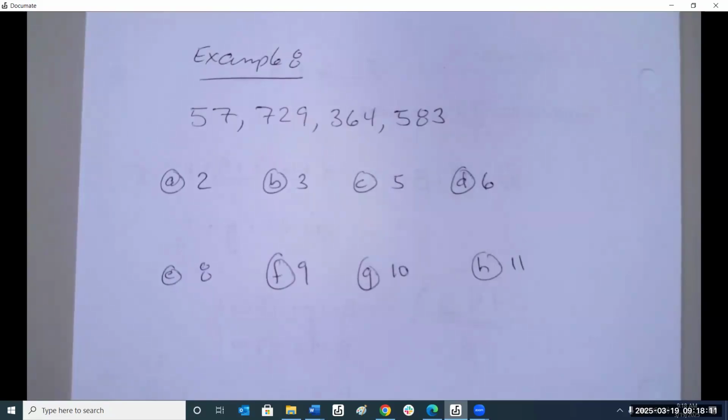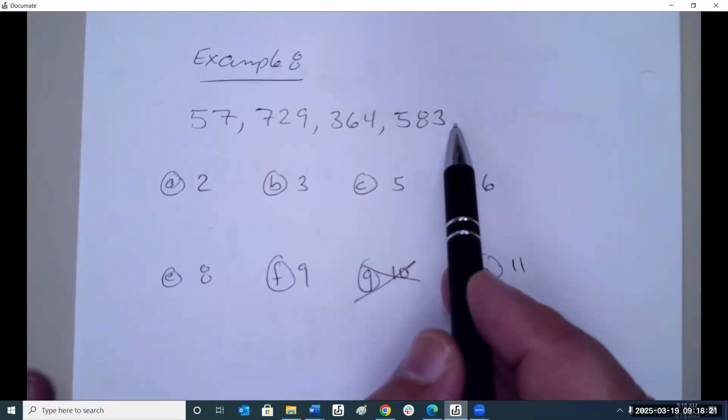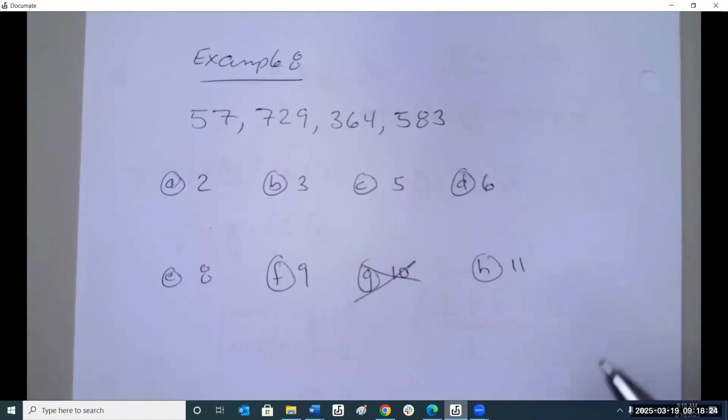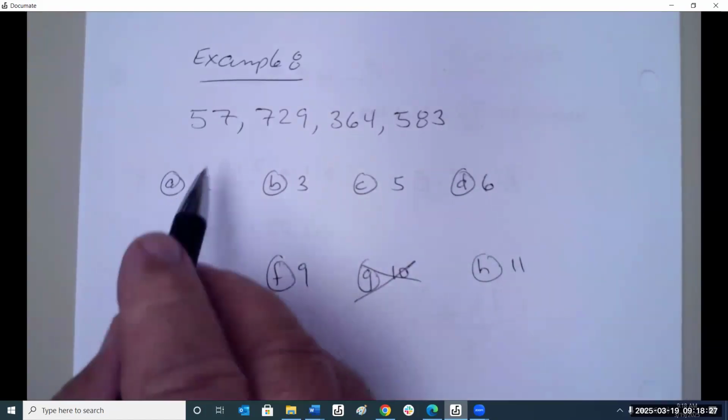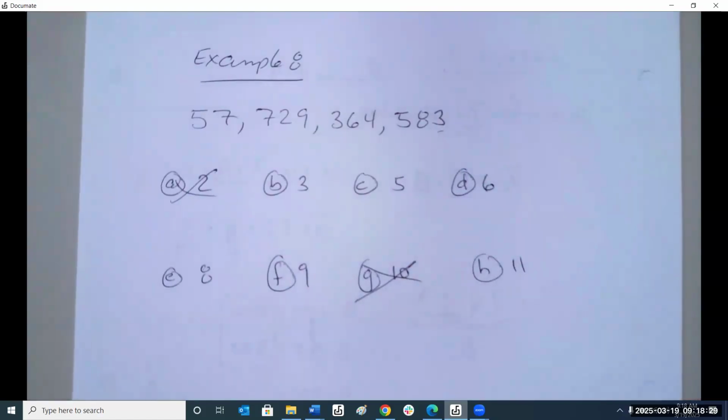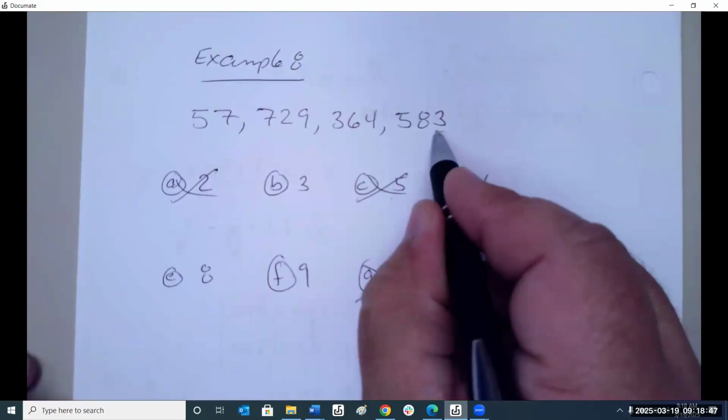Okay, first off, let's get rid of the ones we know for sure aren't going to work. Which ones aren't going to work? 10 won't work. Why? Doesn't end with a 0. What about 2? Can 2 go in there? No, because it doesn't end in an even number. What's the rule for 8? See, if you have to look it up, then you didn't think about it. You just spit out a number. I need to know why. 5 can't go in there because it doesn't end in a 5 or a 0.